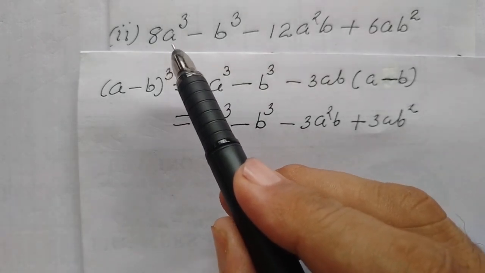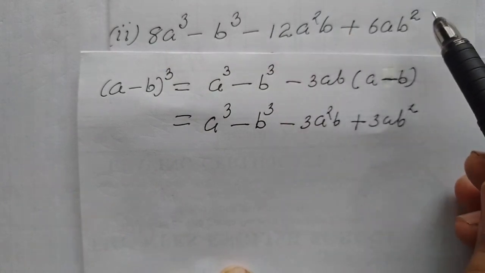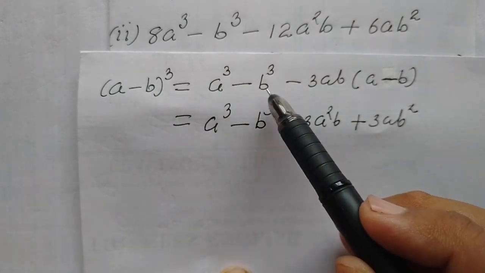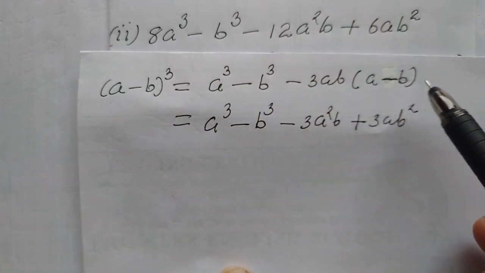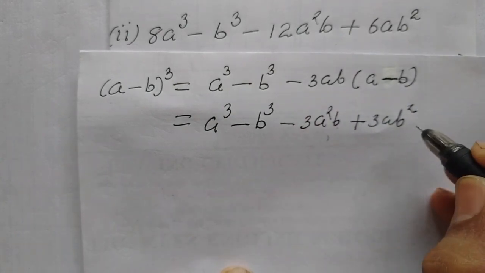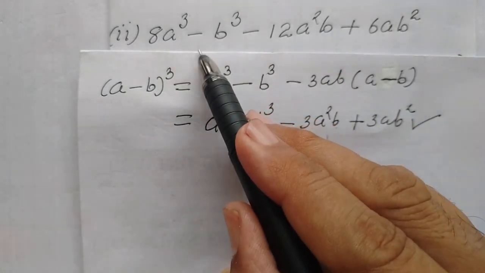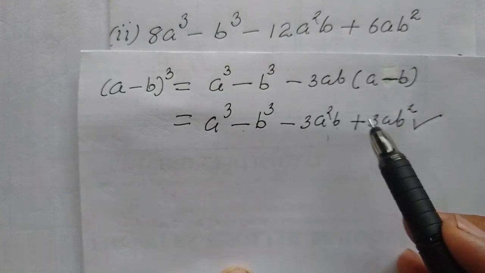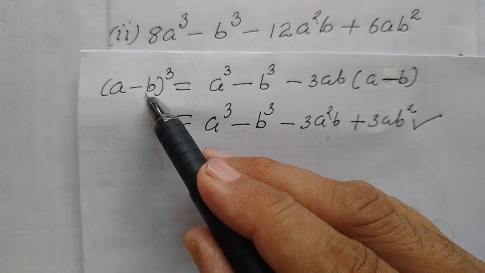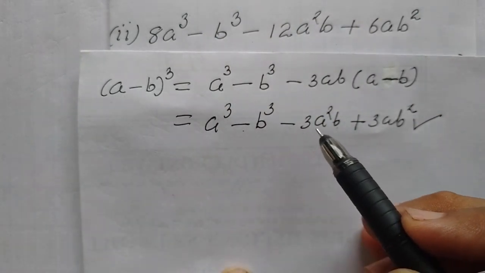Second question, children: 8a cube minus b cube minus 12a square b plus 6ab square. Children, this identity: a minus b cube is a cube minus b cube minus 3ab into a minus b. And you open it, we are getting this. So now children, this is our question now. See here: minus sign, plus sign, minus, plus. This is our question. We want the answer in this form. If we find the answer, that is known as factorization.